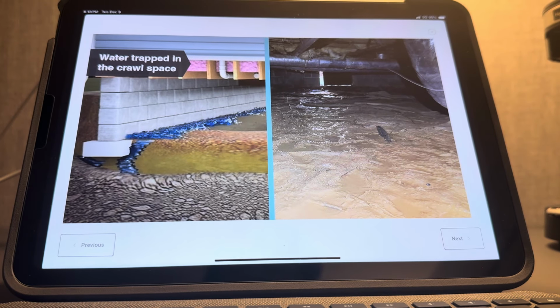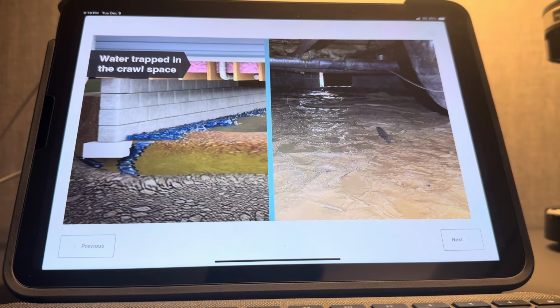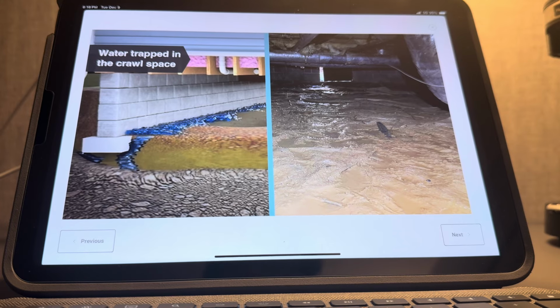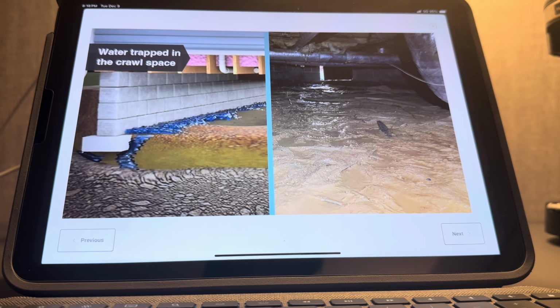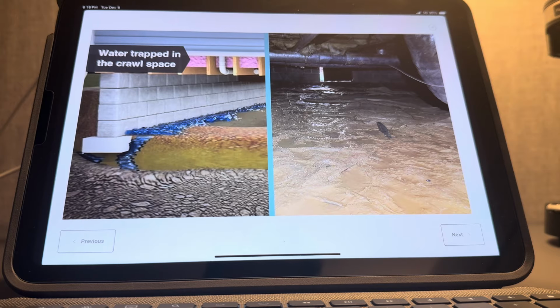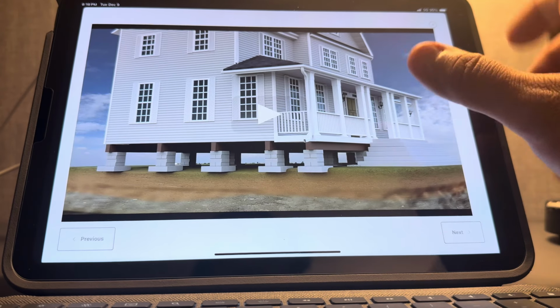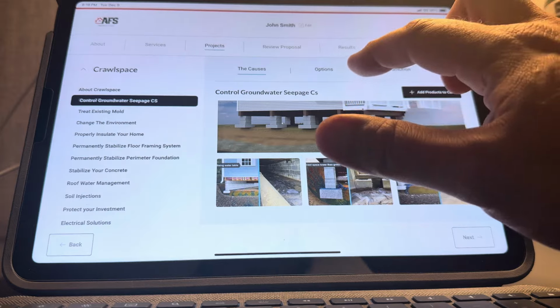And then thirdly, the result is that water is trapped in your crawl space. Once it finds its way in, it really has nowhere to go. And so that's why we see the standing water that we see inside of your crawl space. So those are the causes.